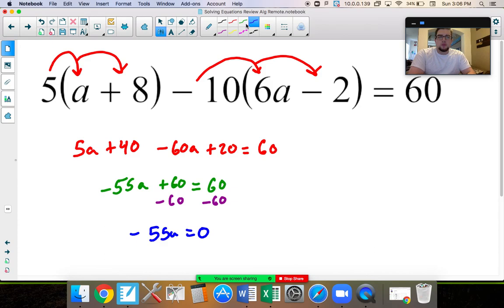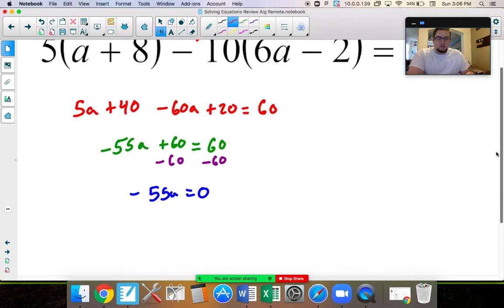Now, a lot of people look at this and go, well, we can't do anything with this. We're kind of stuck. Just because it equals 0 does not mean the problem is over. We do the next step as if this number wasn't a 0. We would divide both sides by a negative 55. This cancels out to a 1, so we get 1a. And 0 divided by anything is just 0. And that's the answer to this problem.